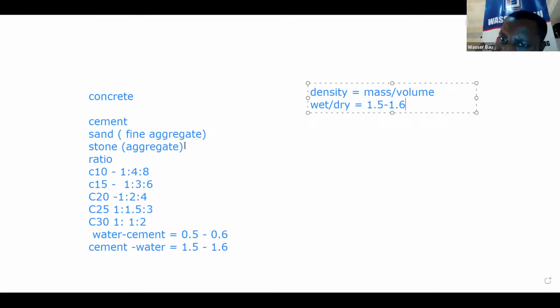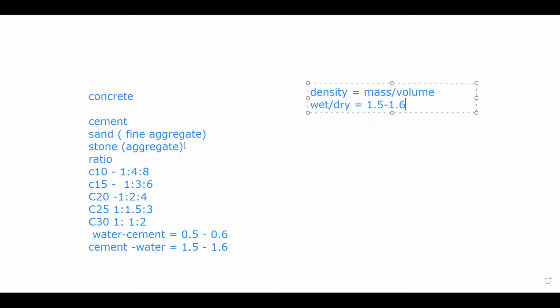The significance is that if I mix 1 kg of concrete dry, if I convert it to wet, the value will increase by 1.5. That's just the significance. Are you okay now, sir? Yes. Okay, so let's move on.